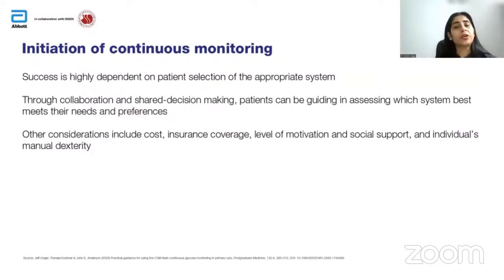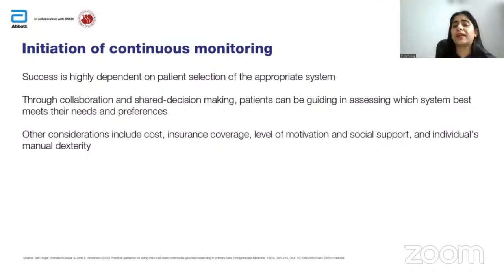You need to look at the insurance coverage that this patient has. Look at the level of his motivation to actually do continuous glucose monitoring. If he's somebody who really wants to play around, understand his diabetes, wants to make changes to his lifestyle, diet, then for him, obviously a real-time CGM and intermittently scanned CGM is definitely the CGM of choice.